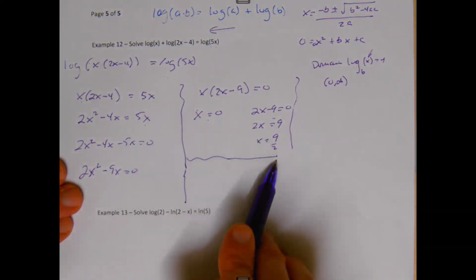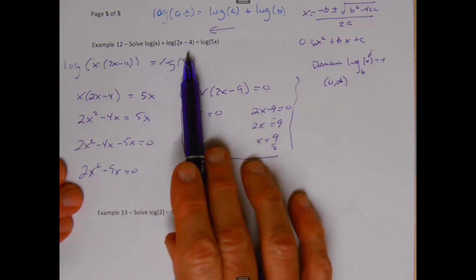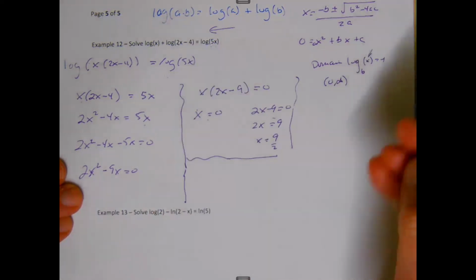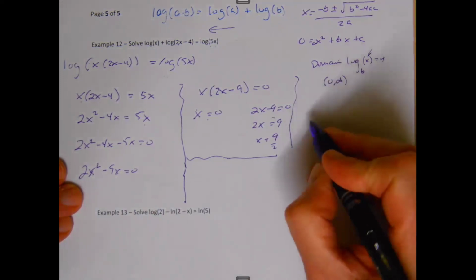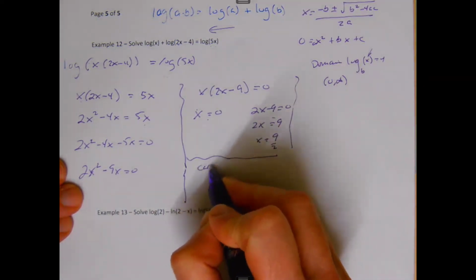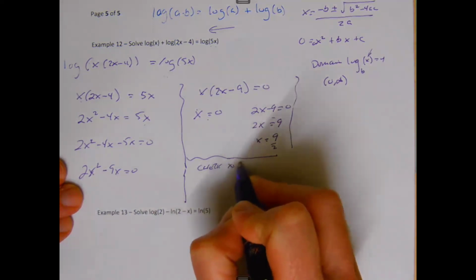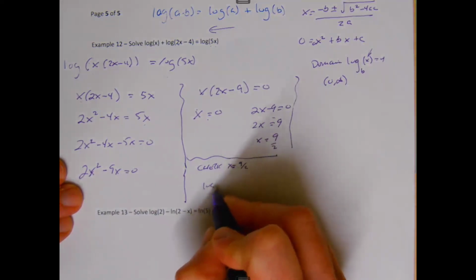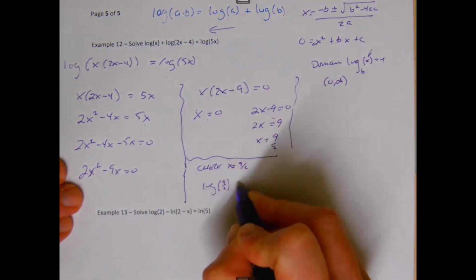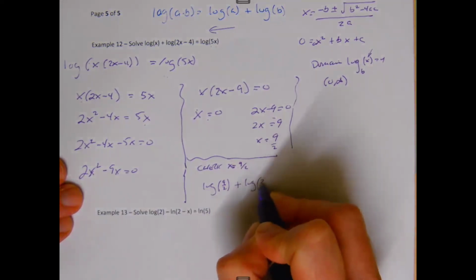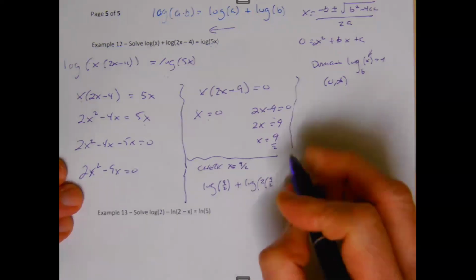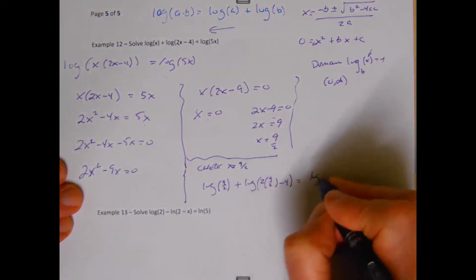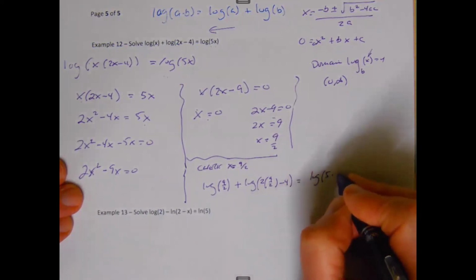What about this one? Well, it's 9/2. This one seems good. It seems to be hidden a bit to me, so I'm going to just check it anyway. Like, maybe I could generate a negative number here. I don't know, maybe I could. So I'm going to just check x equals 9/2. So I'm going to get log of 9/2 plus log of 2 times 9/2 minus 4, and this should be equal to log of 5 times 9/2.